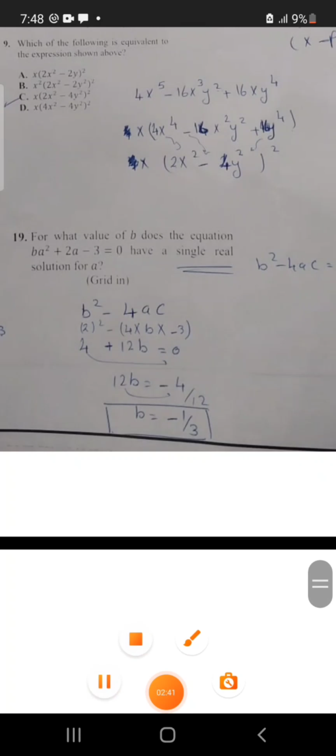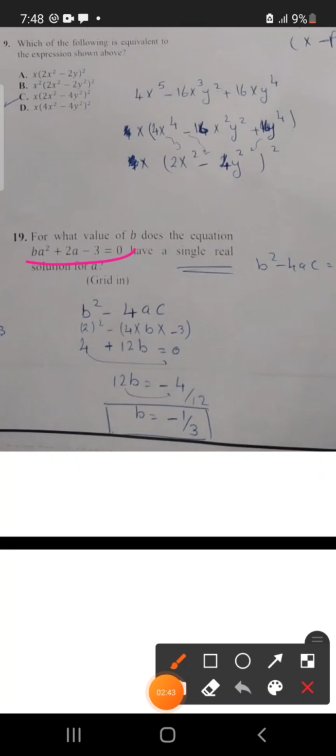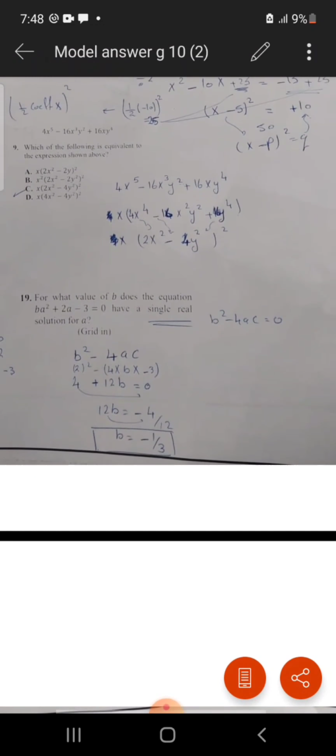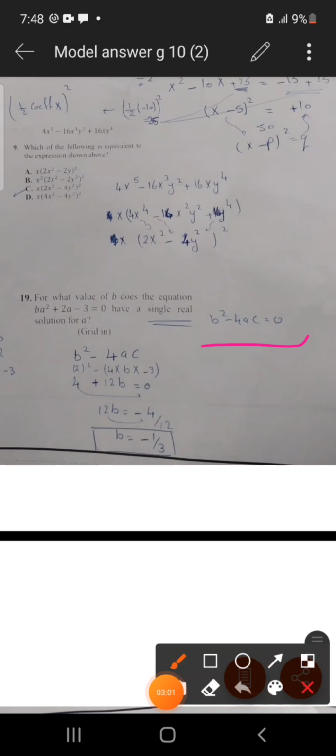What about here? You have b a squared plus 2a minus 3. What does he ask for? He wanted the value of b when you have a single solution. What does a single solution mean? One solution. So b squared minus 4ac equals 0. b squared minus 4ac equals 0 to get a single solution.